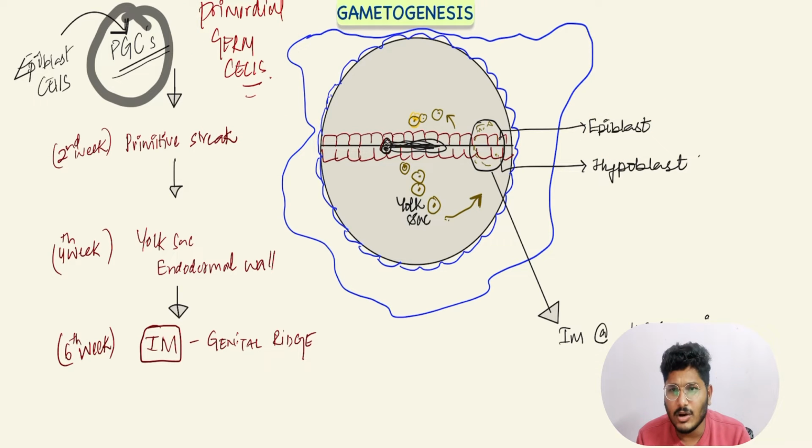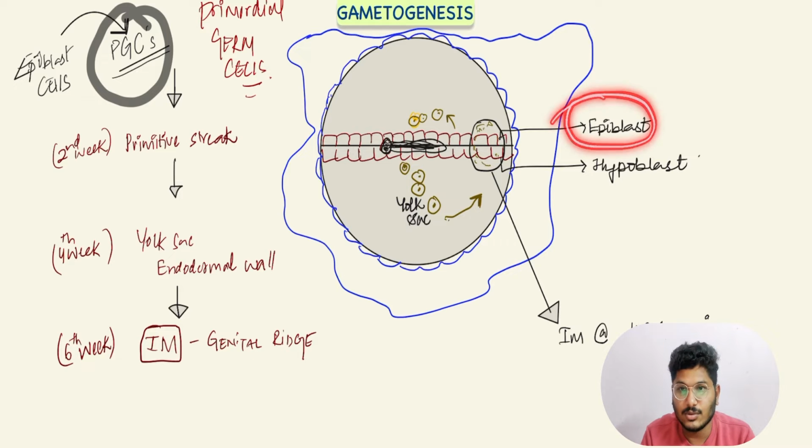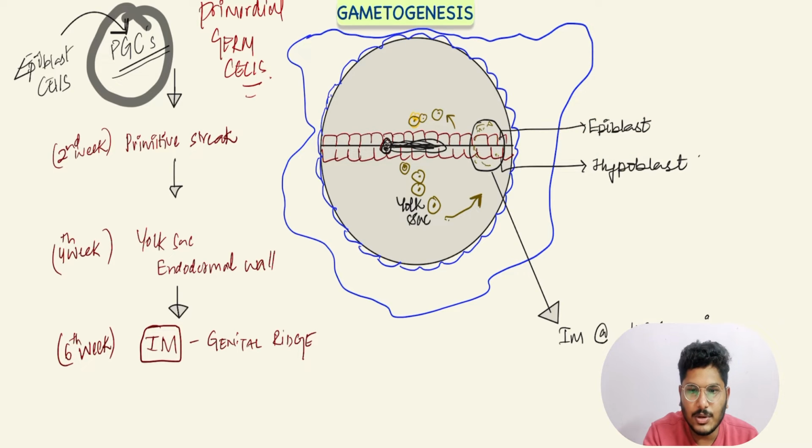Not only these primordial germ cells, even most of the tissues, all the three germ layers like ectoderm, endoderm, and mesoderm are also derived from these epiblast cells only. So epiblast cells are very, very important. How is this happening? See here. Epiblast cells differentiate into primordial germ cells, and these primordial germ cells migrate through the primitive streak.